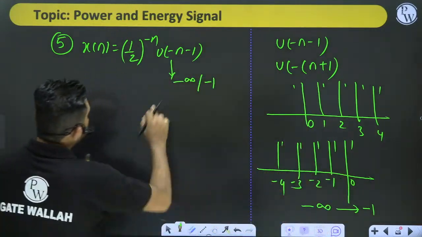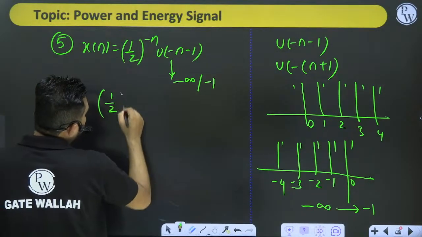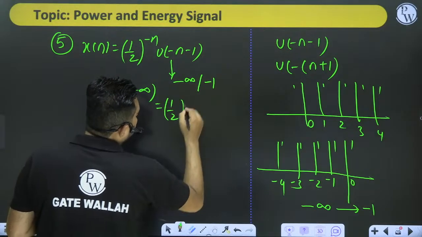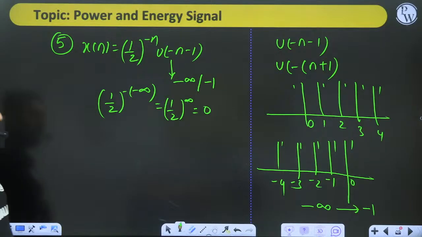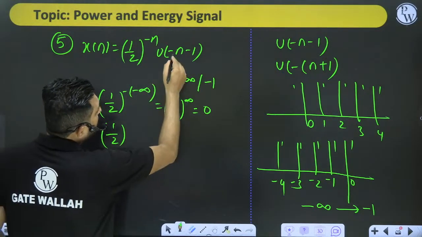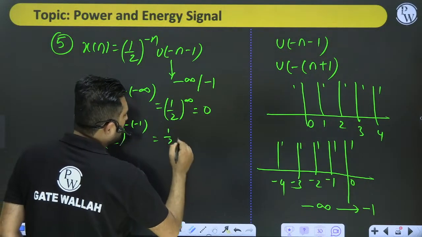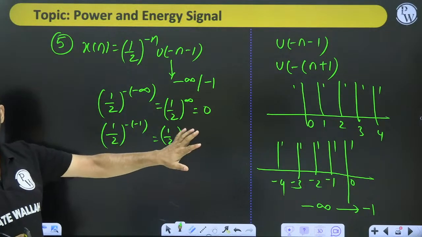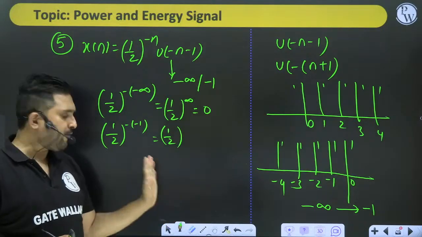Let's do it. See, when you put n equal to minus infinity, this becomes 1 by 2 to the power minus of minus infinity, which is 1 by 2 to the power infinity, which is equal to 0. Of course 0. But when you put n equal to minus 1, this will give you 1 by 2. So this is a finite limit, meaning the values exist between 0 and 1 by 2 only. And what kind of plot will I get?